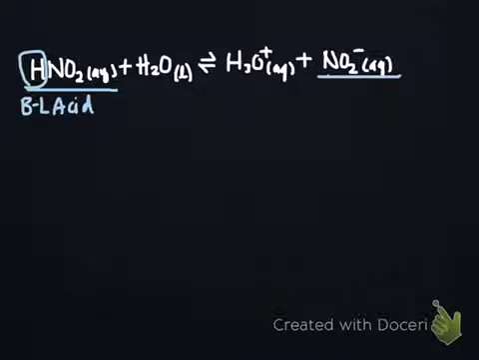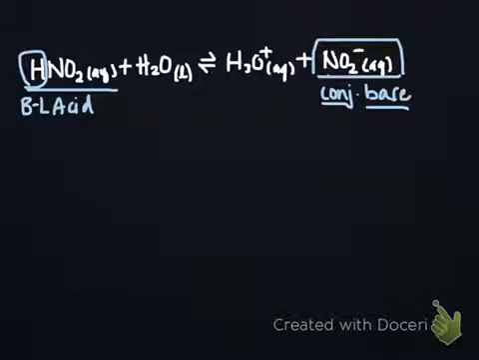By definition, the product of the Bronsted-Lowry acid is this NO2 minus, the nitrite ion. The product is what I call my conjugate base. The product is always going to be the opposite. So if it was an acid, it becomes a conjugate base. The reason being, this conjugate base can now accept hydrogens. It doesn't have any more hydrogens to donate, so it's not an acid anymore. It becomes a conjugate base.